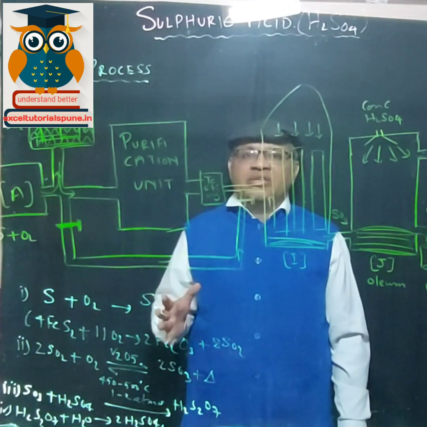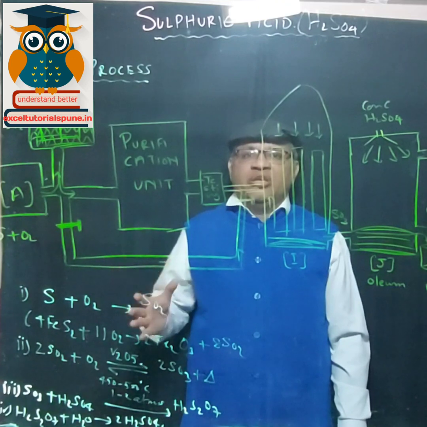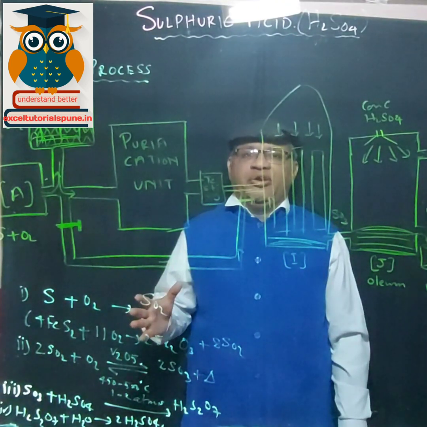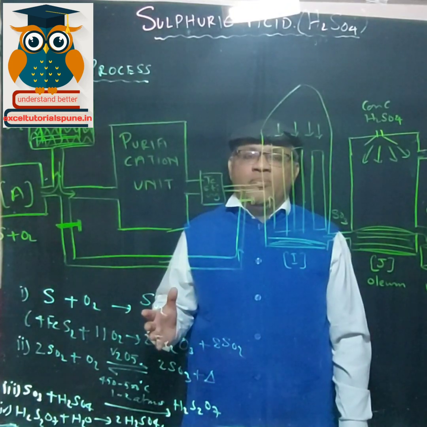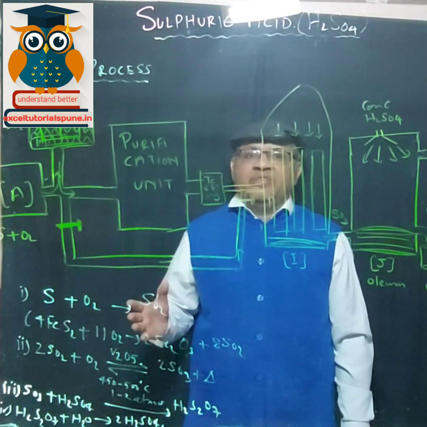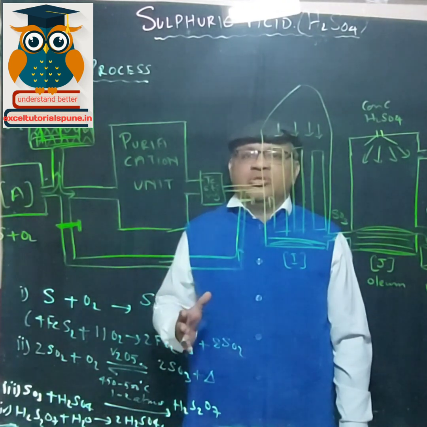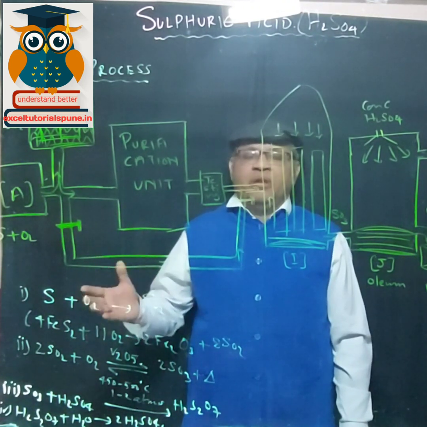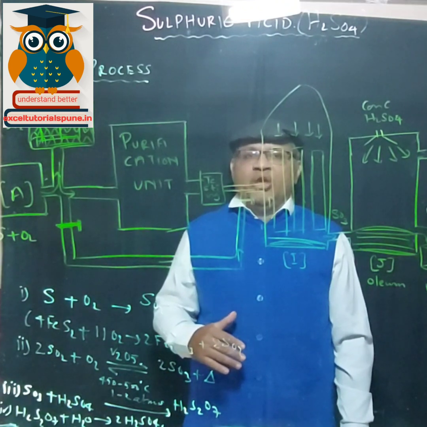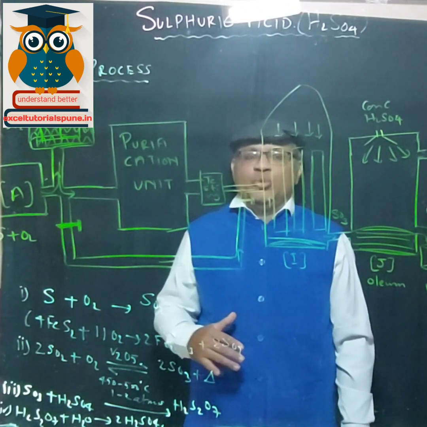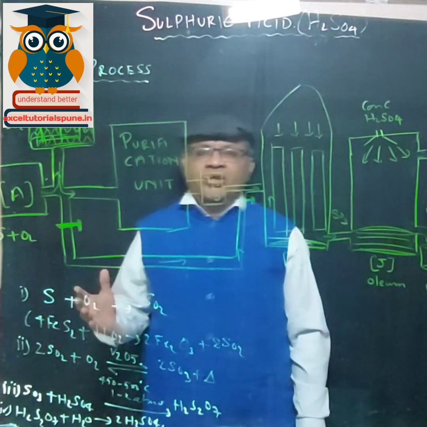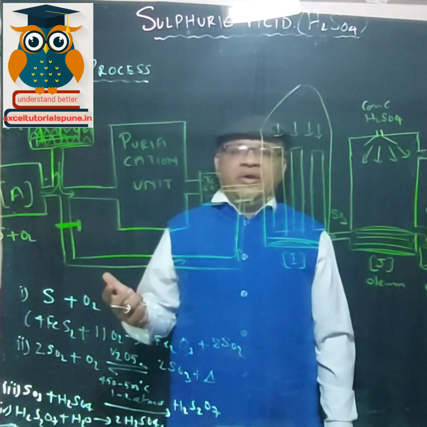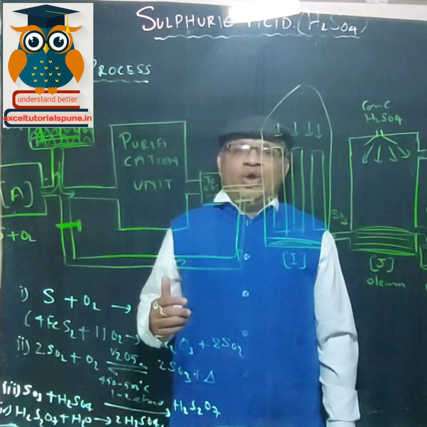Now sulfuric acid was initially called oil of vitriol. It was prepared by distilling green vitriol, that is ferrous sulfate, FeSO4.7H2O. Now this sulfuric acid is prepared on a large scale by the contact process.